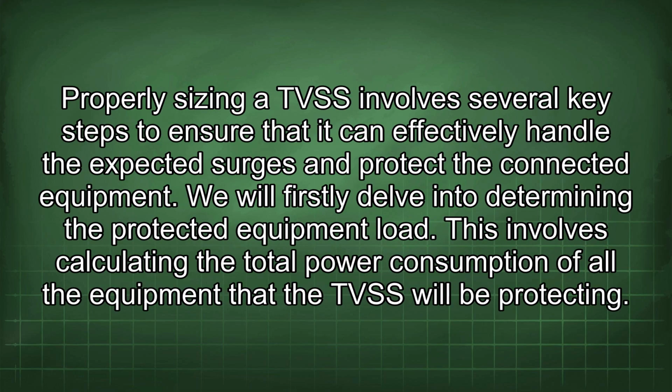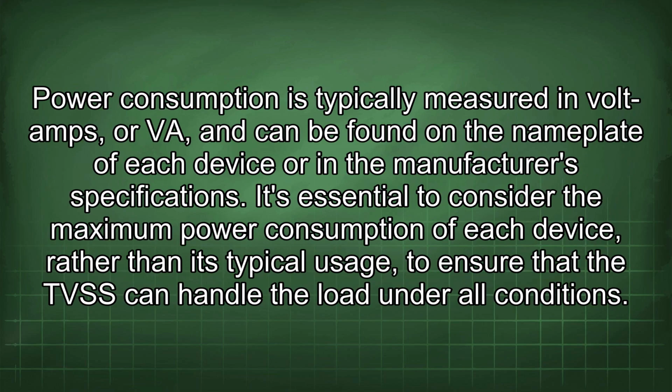Properly sizing a TVSS involves several key steps to ensure that it can effectively handle the expected surges and protect the connected equipment. We will firstly delve into determining the protected equipment load. This involves calculating the total power consumption of all the equipment that the TVSS will be protecting. Power consumption is typically measured in volt-amps, or VA, and can be found on the nameplate of each device or in the manufacturer's specifications. It's essential to consider the maximum power consumption of each device, rather than its typical usage, to ensure that the TVSS can handle the load under all conditions.